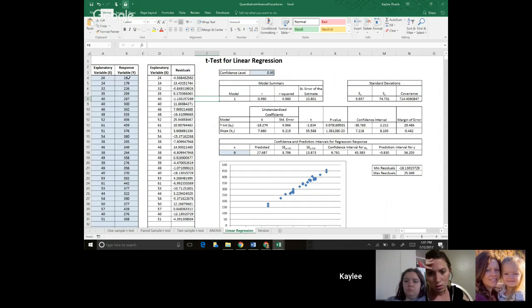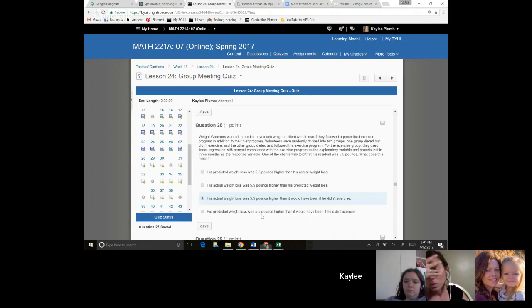Because residual is affected by the x and the y variable, right? So like, the x variable in this case would be the people who didn't work out, and the y is people who did work out, right? I don't know.